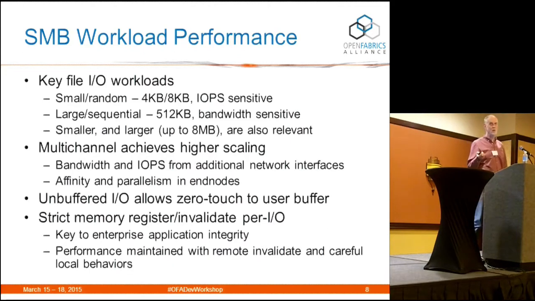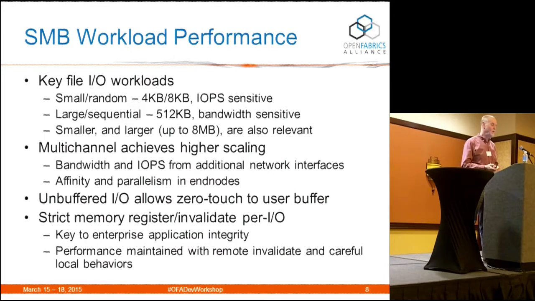Multi-channel aids all these workloads by achieving higher scaling. You get both bandwidth and IOPS from additional network interfaces. And it's not just IOPS from the bandwidth, it's IOPS from having another NIC. You can think of the NIC as a coprocessor. And affinity and parallelism in the end nodes, by having multiple NICs and multiple slots affinitized to multiple cores, gives you that CPU throughput to keep all those IOs in the air. So multi-channel really has several benefits up and down the stack.